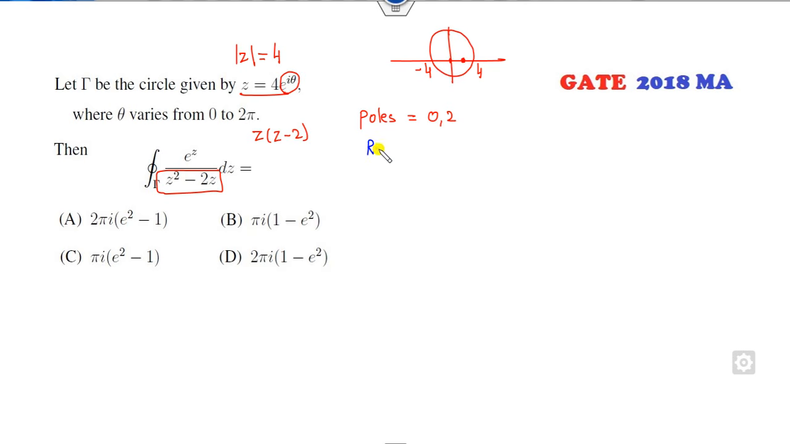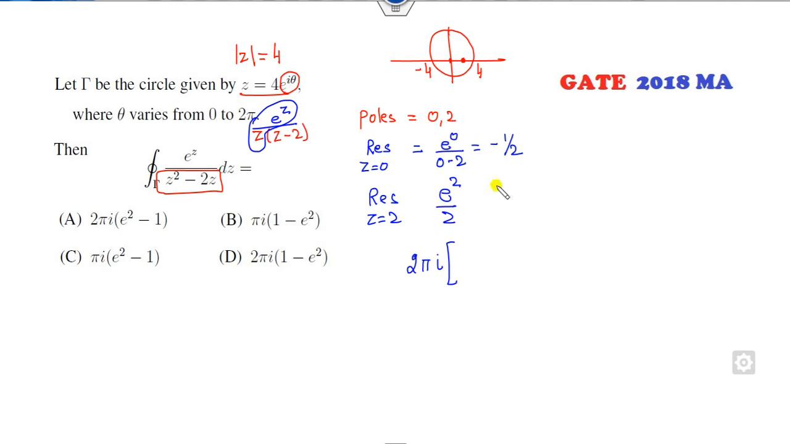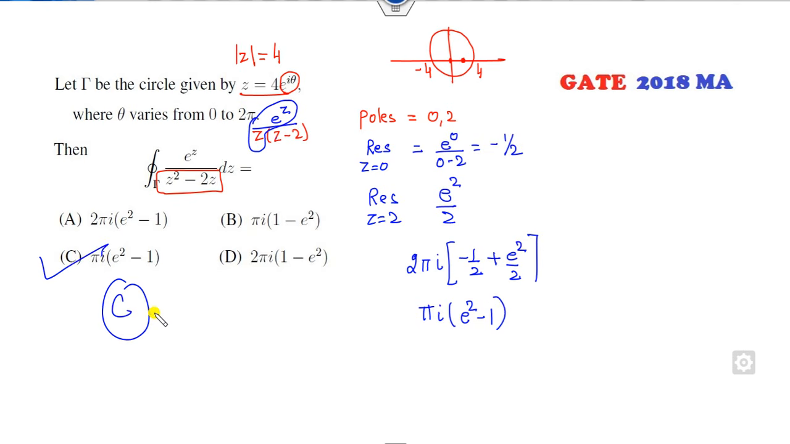So what is that? Residue at z equals 0. I can write this function in this form, so it is e raised to power 0 over 0 minus 2, which is minus half. What is the residue at z equals 2? I can substitute here, so e square over 2. So what is the right answer? 2 pi iota times the first residue plus the second residue. So 2 will be cancelled out. Pi iota times e square minus 1 is the right answer.